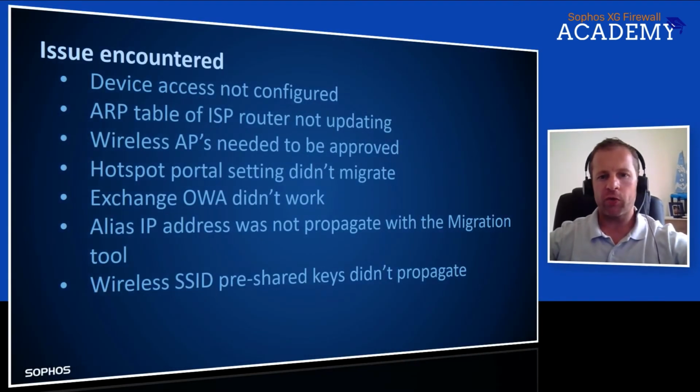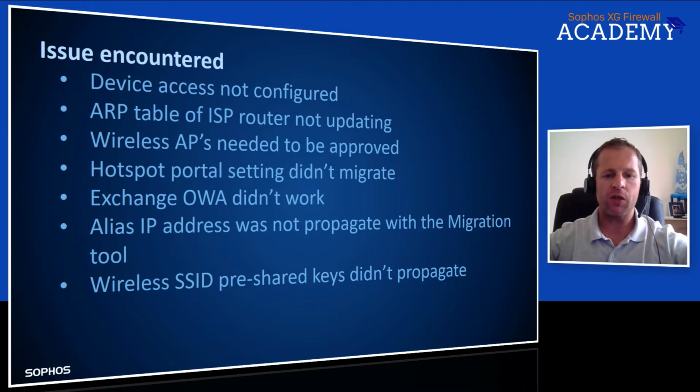The hotspot portal settings didn't migrate, so the hotspot portal didn't look exactly the same, or there wasn't actually a hotspot portal, so they have a guest portal that didn't migrate. The Exchange Outlook Web Access didn't work, because we had to create a new DNAT for those. And then also the IP aliases weren't propagated with the migration tool.